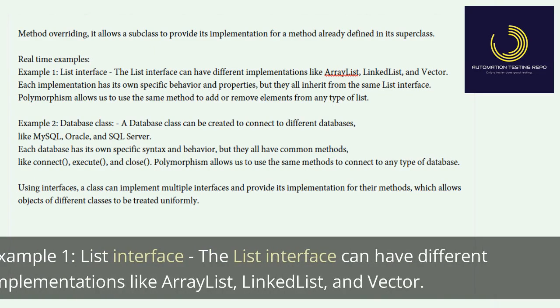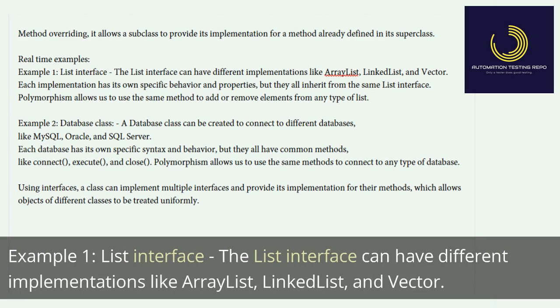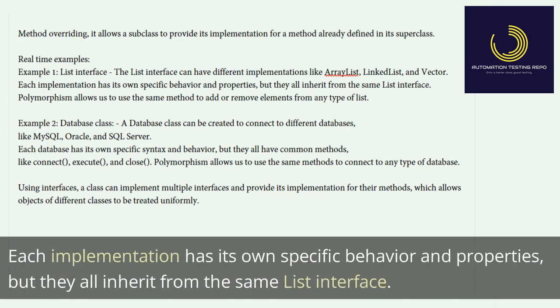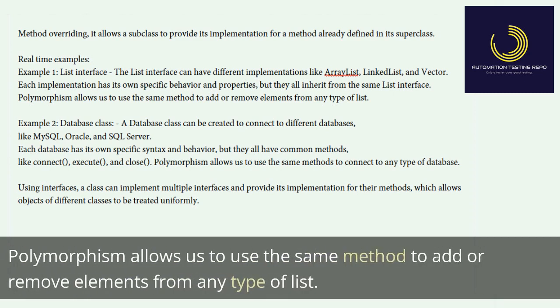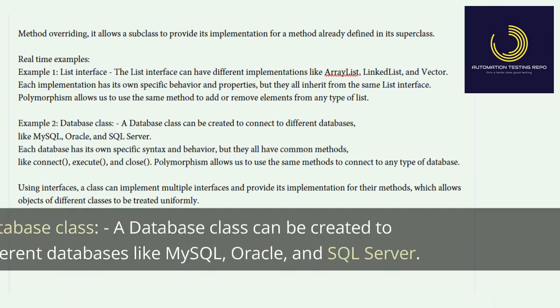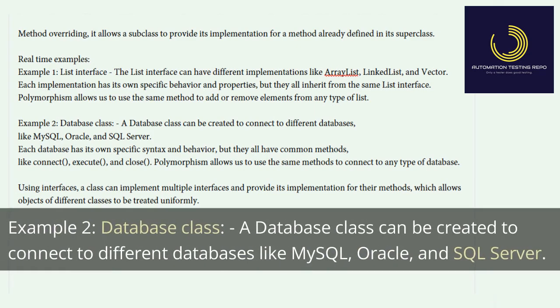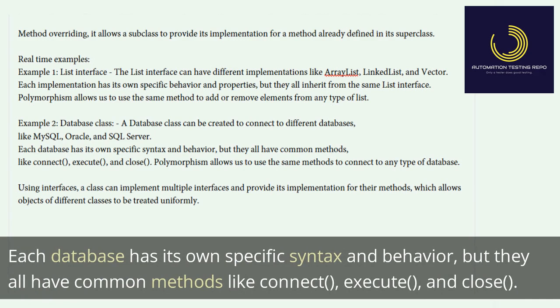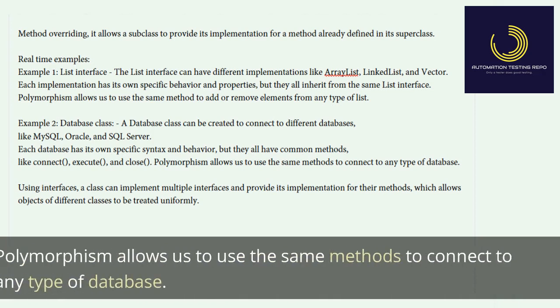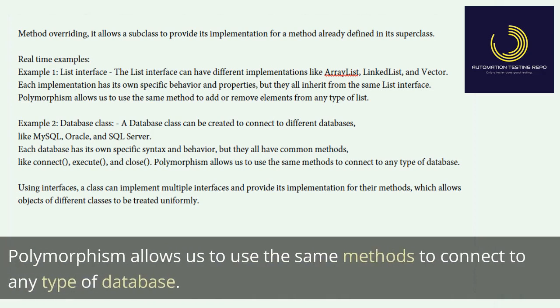Real-time examples. Example 1, List interface. The List interface can have different implementations like ArrayList, LinkedList, and Vector. Each implementation has its own specific behavior and properties, but they all inherit from the same List interface. Polymorphism allows us to use the same method to add or remove elements from any type of list. Example 2, database class. A database class can be created to connect to different databases like MySQL, Oracle, and SQL Server. Each database has its own specific syntax and behavior, but they all have common methods like connect, execute, and close. Polymorphism allows us to use the same methods to connect to any type of database.